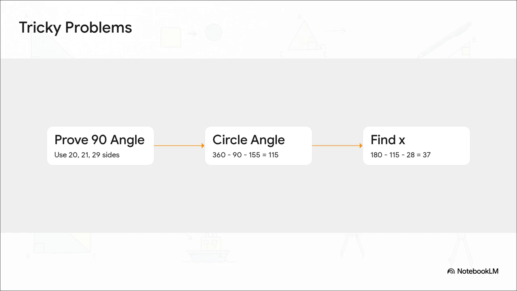Step 2, we use basic angle rules. The angles around a central point always add up to 360. We take 360 minus our new 90-degree angle minus a given 155-degree angle, which leaves us with 115 degrees for the next triangle. Step 3. To find the final missing angle x inside that second triangle, we remember that a triangle's interior angles always total 180. So 180 minus our 115 minus a given 28 leaves us with x equals 37 degrees. By breaking it down step by step, that big, scary diagram just melts away.